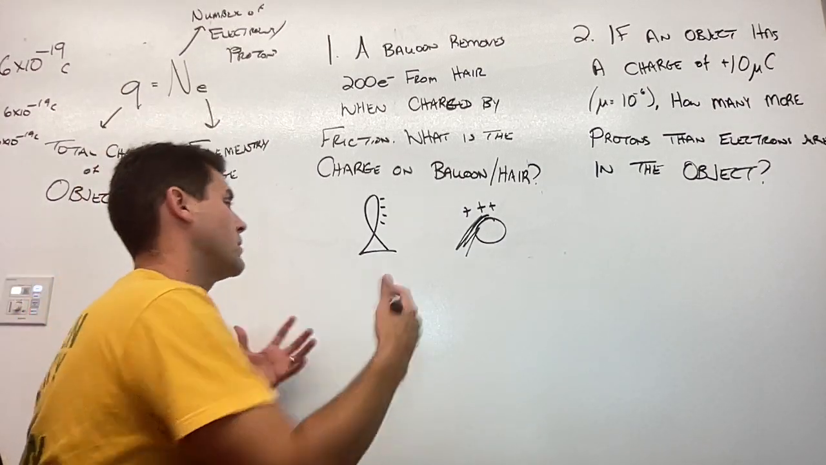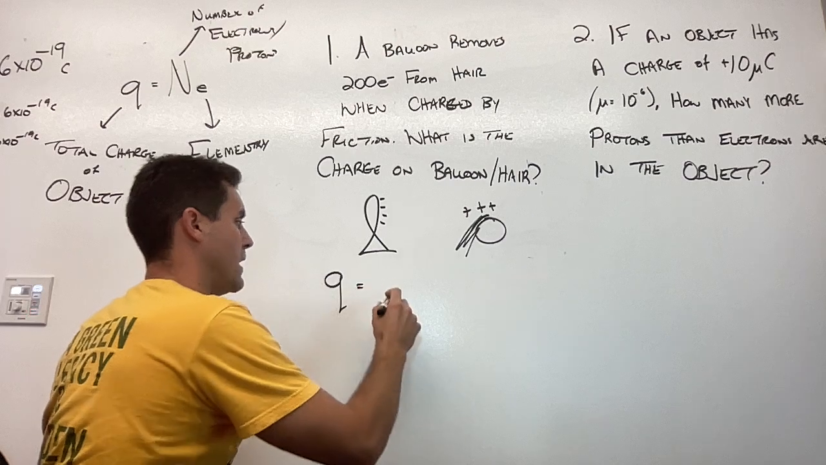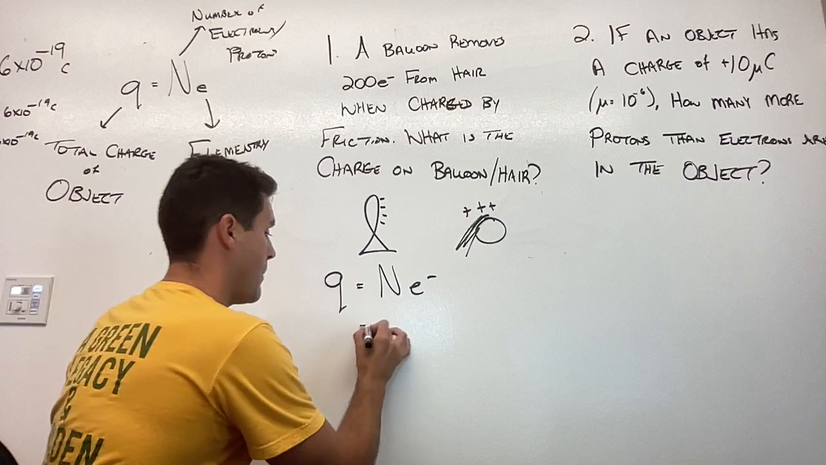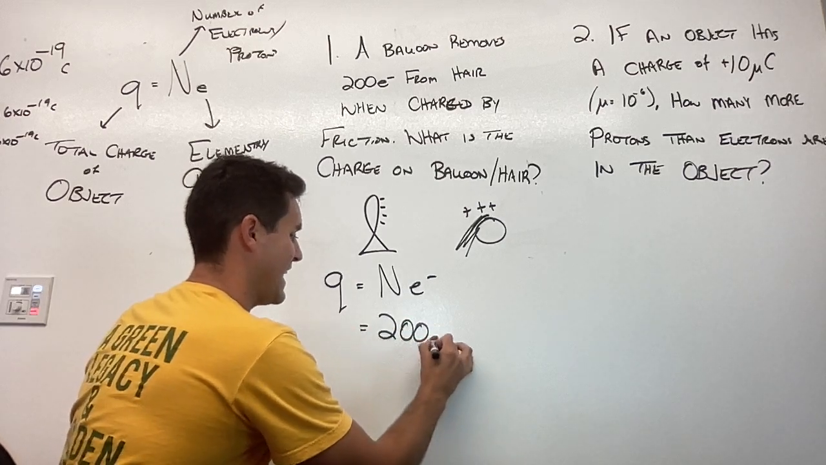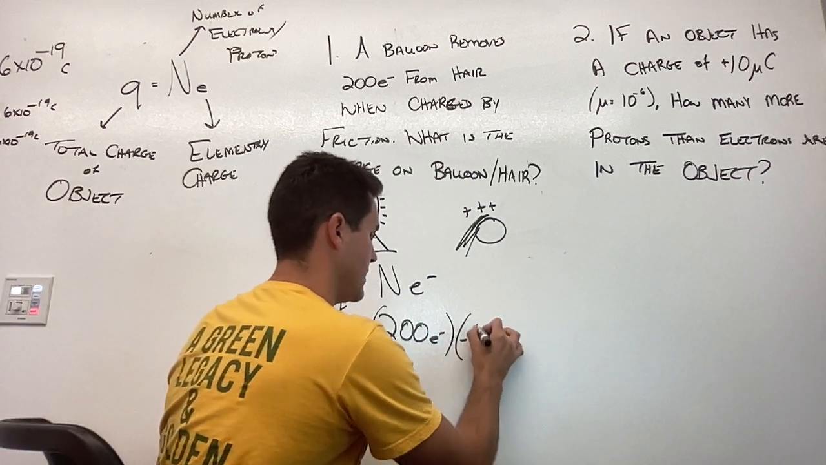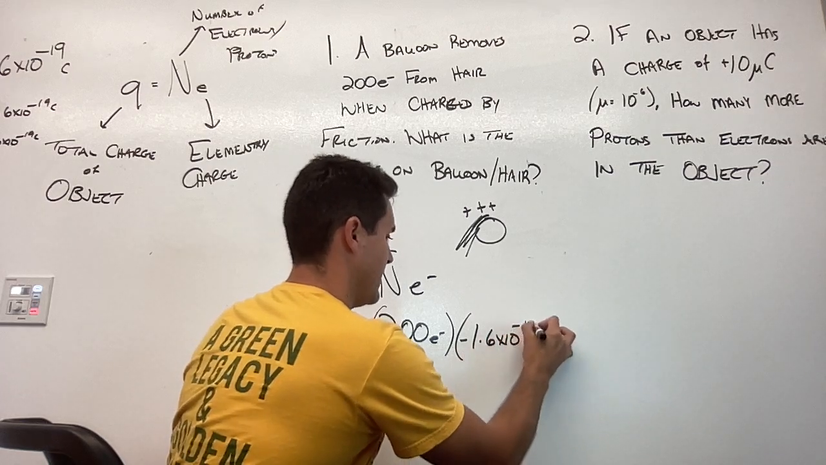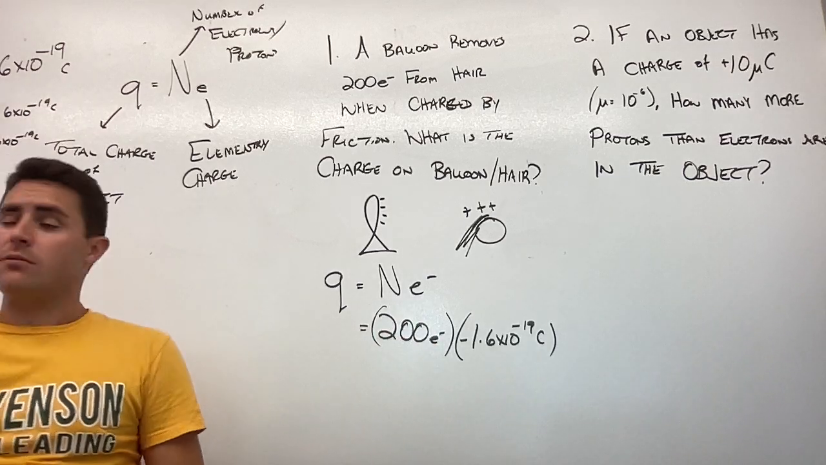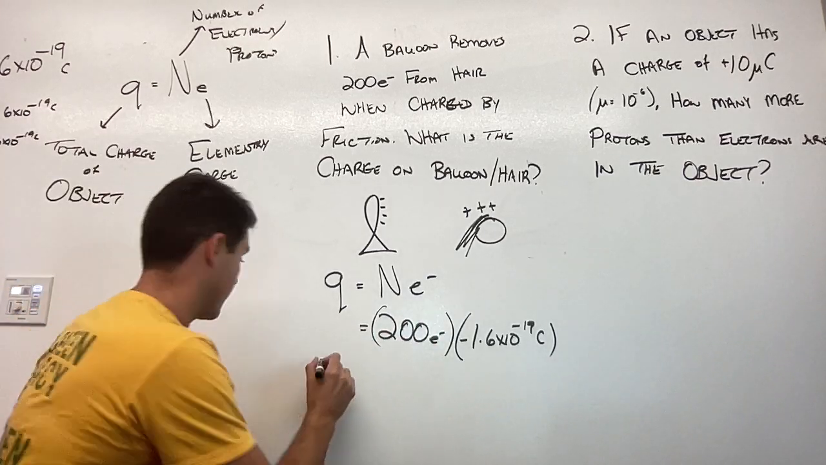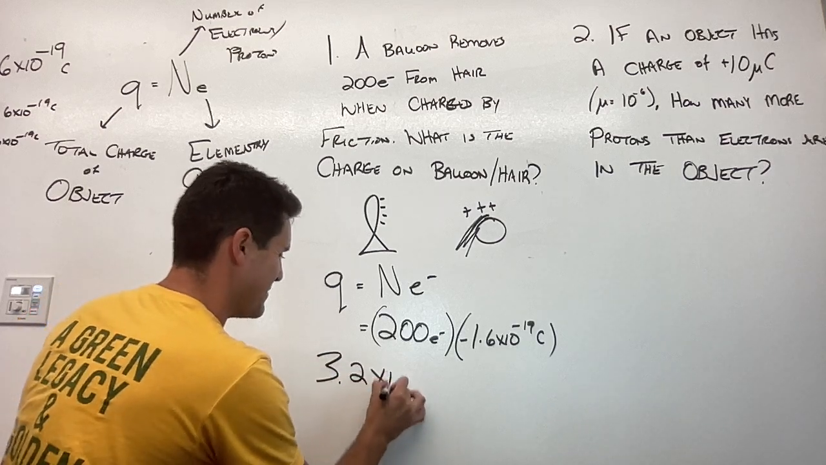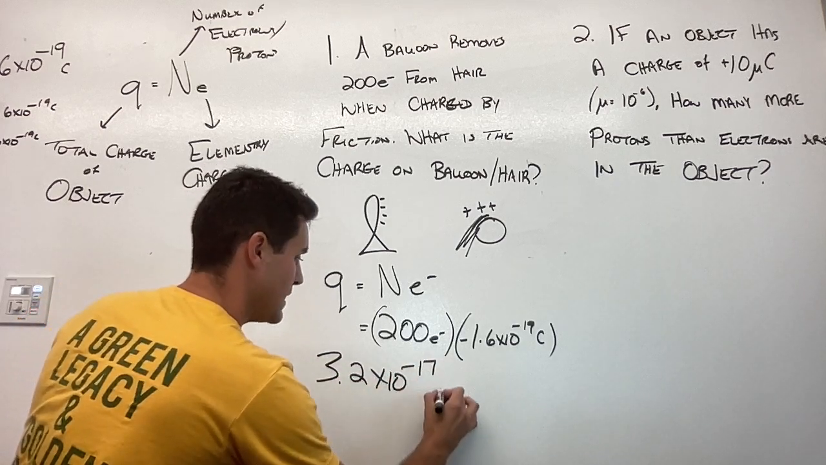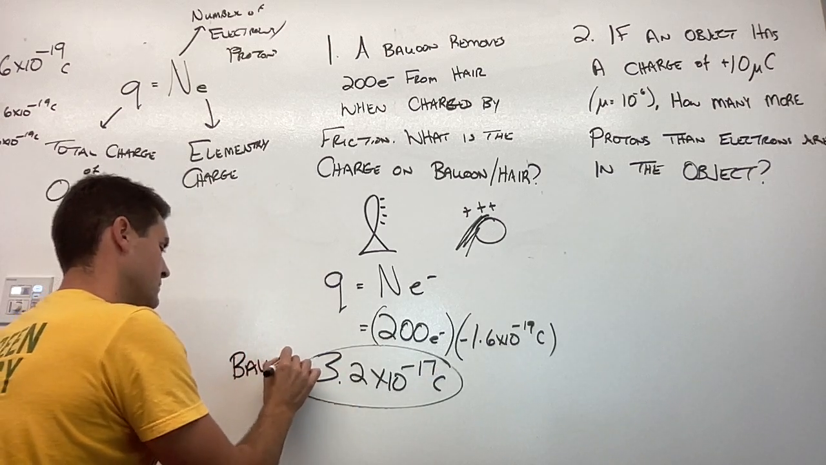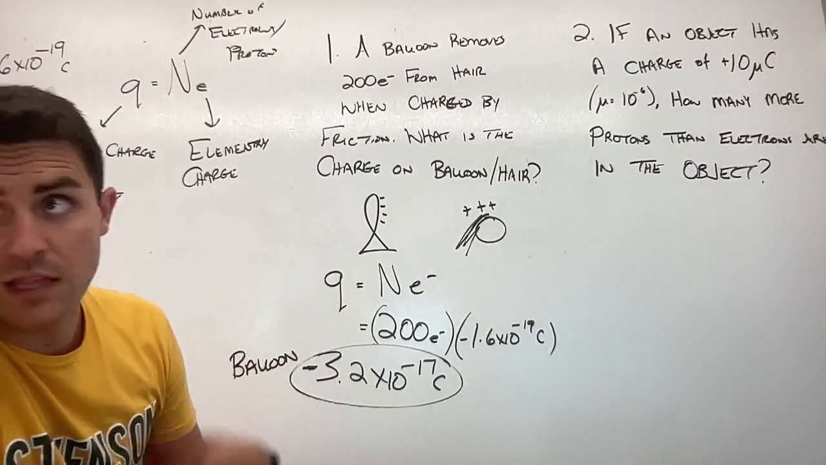So let's go ahead and use our equation. We know we're looking for the amount of charge. I don't know how much charge is there, but I do know how many particles there are. So in order to find the charge, I'm going to say there are 200 electrons. And in this case, the elementary charge is negative 1.6 times 10 to the negative 19 coulombs, because I'm using an electron, and my charge will end up being negative. When I punch this in my calculator, I end up with an answer of 3.2 times 10 to the negative 17th coulombs. That is the charge of the balloon, because the balloon was negative.